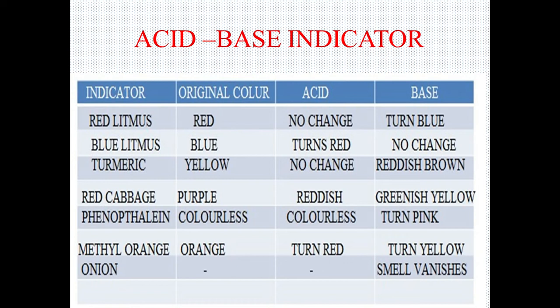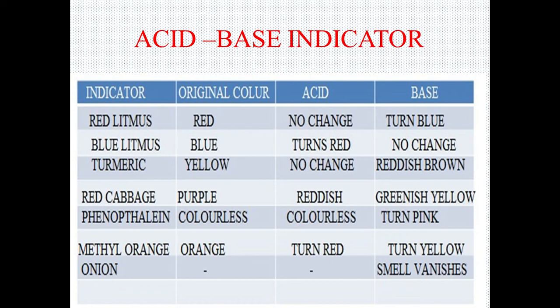If we use red litmus paper in acid, there is no change. But if we use red litmus in a base, it turns blue. That indicates that the given solution is basic in nature. Similarly, if we dip a blue litmus paper in any acid, it becomes red. That indicates that the given compound is an acid.